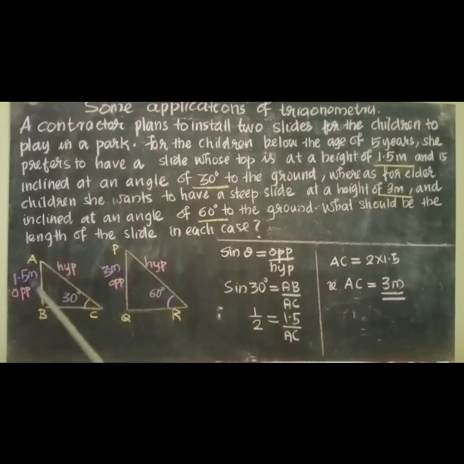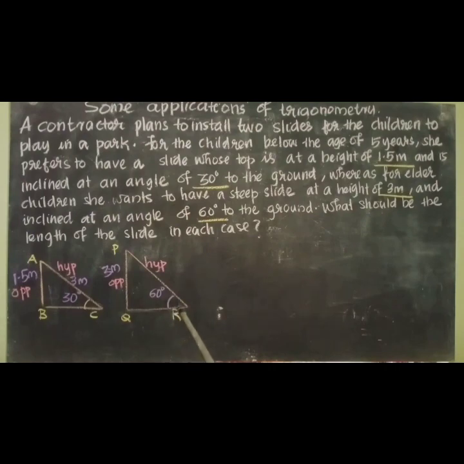In this figure AB is given, it is 1.5 and we know sin 30 degree equal to 1 by 2. So we can write 1 by 2 equal to 1.5 divided by AC. Now let us cross multiply 1 into AC. It is AC equal to 2 into 1.5. So we get AC equal to 3 meter. So we got the length of first slide, it is 3 meter.